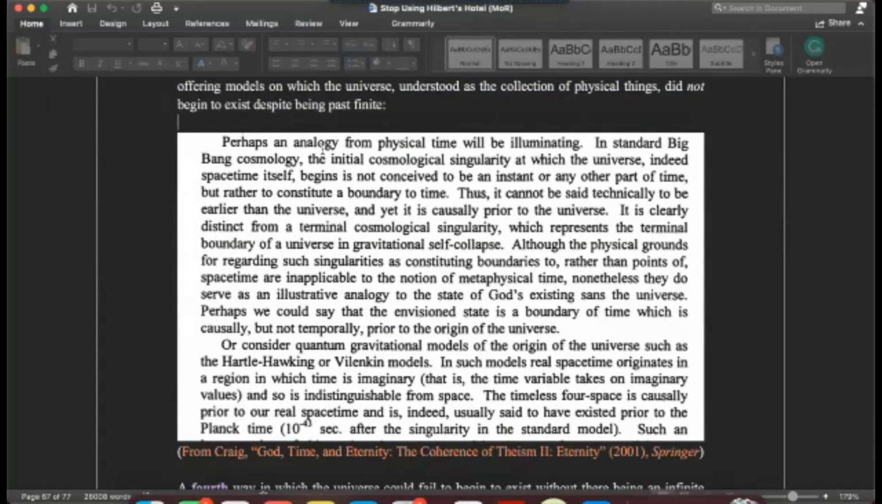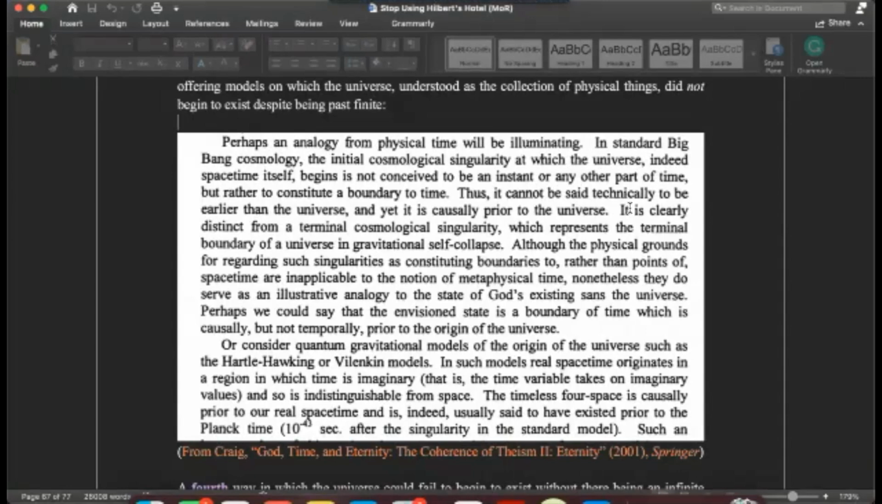In standard Big Bang cosmology, the initial cosmological singularity at which the universe, indeed spacetime itself, begins is not conceived to be an instant or any other part of time, but rather to constitute a boundary to time. Thus, it cannot be said technically to be earlier than the universe, and yet it is causally prior to the universe. It is clearly distinct from a terminal cosmological singularity, which represents the terminal boundary of a universe in gravitational self-collapse.